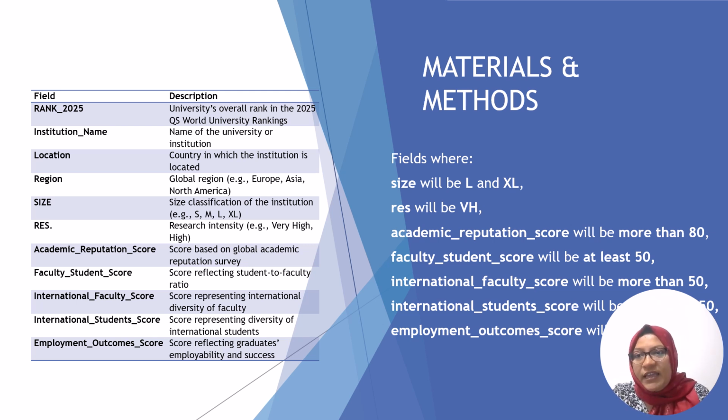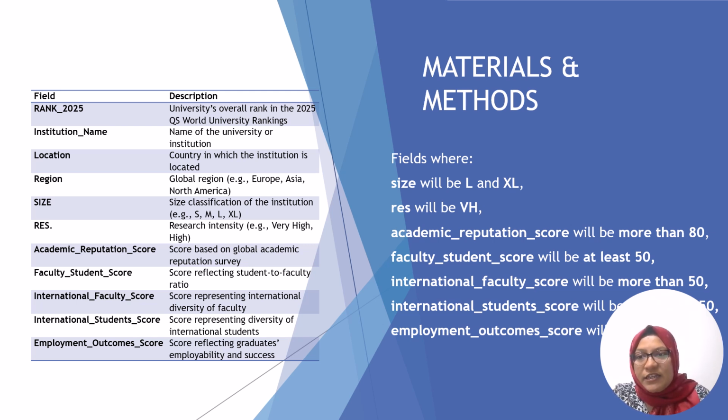their academic reputation score based on the Global Academic Reputation Survey, then the faculty student score, which reflects the student to faculty ratio, the international faculty score that represents the international diversity of faculty, the international student score that reflects the diversity of international students, then another important factor like the employment outcome score, which represents the graduates' employability and success.